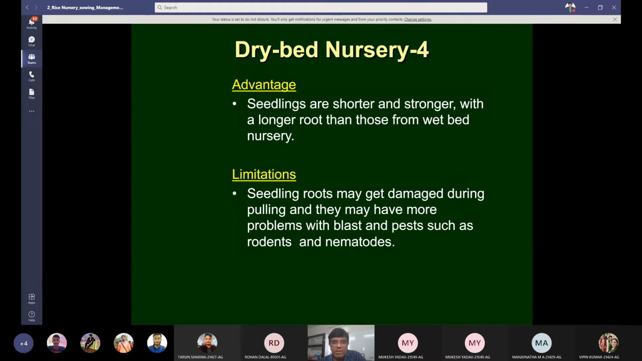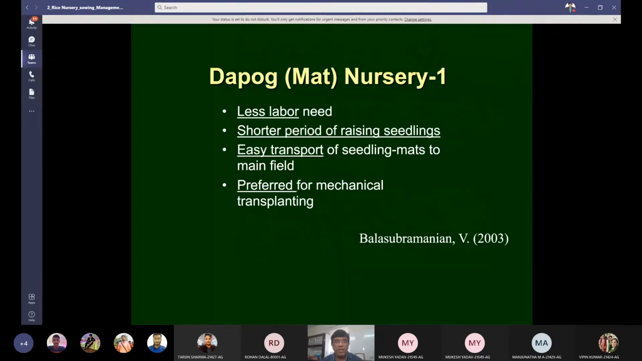This is one advantage. And the limitations are that seedling roots may get damaged during pulling, because the roots are comparatively deeper in the soil. So when you uproot them, they may get damaged, and they may have more problems with blast and pests such as rodents and nematodes. So nematode or rodent problems may be greater in the dry bed nursery than in the wet bed nursery.